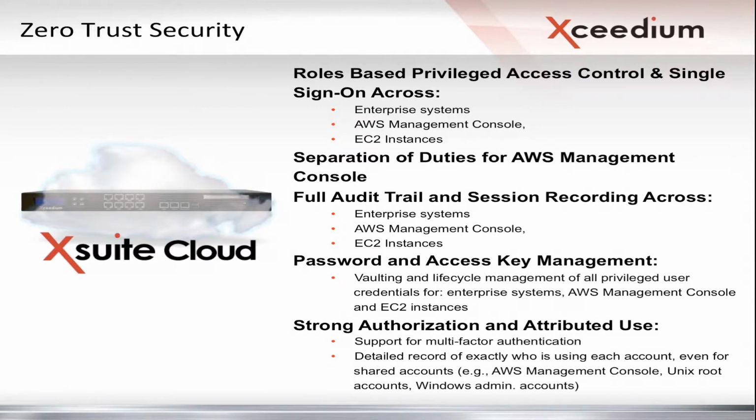We vault the passwords and the access keys in the Amazon environment. And in a lot of instances, you're now moving from standard ID and password to various PKI keys for access to some of those resources. And we still do the strong authentication and have the ability to attribute use, whether it's a user logging onto the management console or somebody logging on to root on a Unix server or admin on a Windows box running up in the cloud.